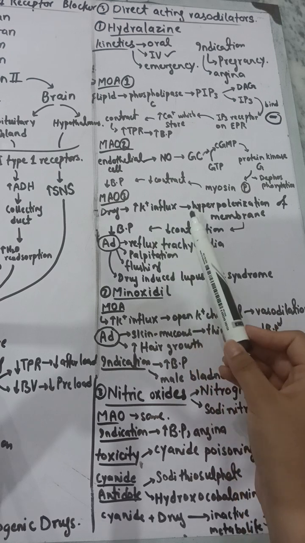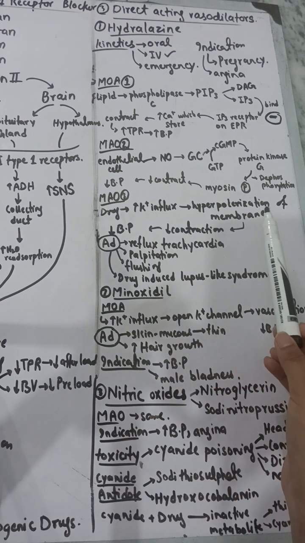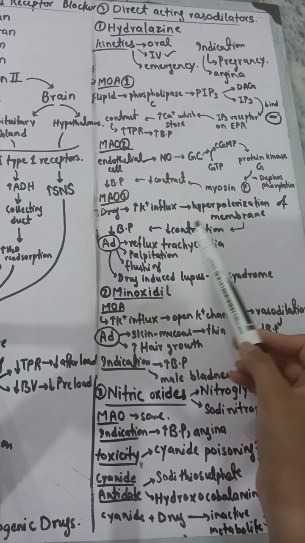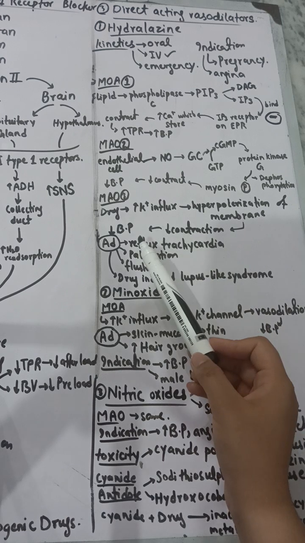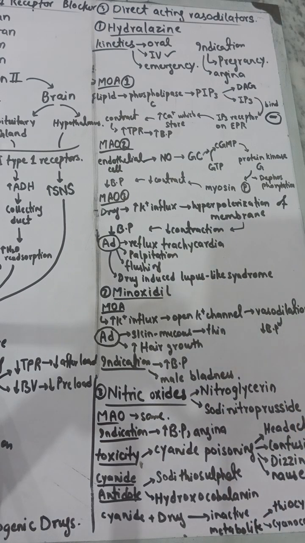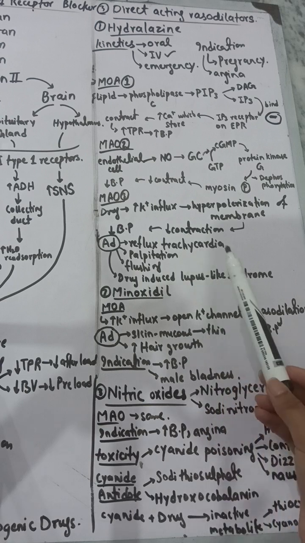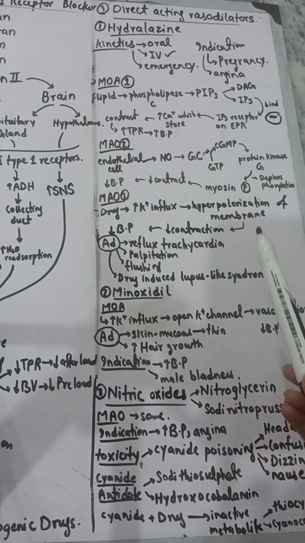Due to potassium influx, it can cause the hyperpolarization of your membranes, causing a decrease in contraction and a decrease in the blood pressure. What are the adverse effects of that drug? They can cause reflex tachycardia, meaning a decrease in your blood pressure, but an increase in your heart rate.